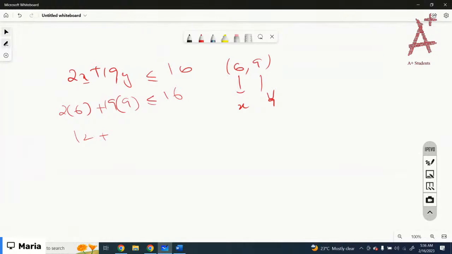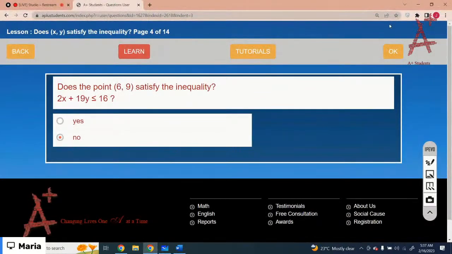19 times 9 is 171. So it is 183 less than or equal to 16. Yes or no? No, 183 is not less than 16. That means the point (6, 9) is not a solution of the inequality. Got it? So the correct option is no. That point is not a solution. Got it?